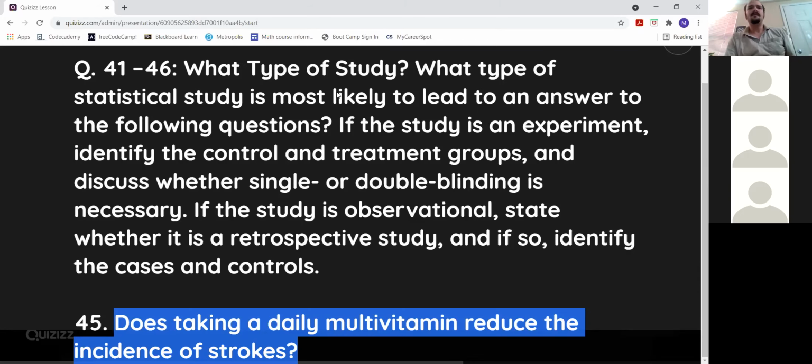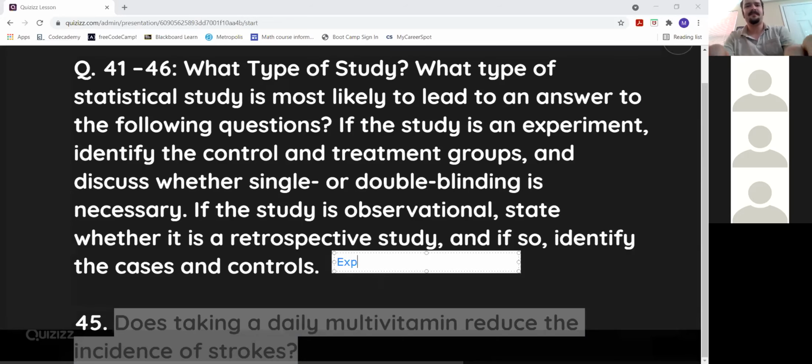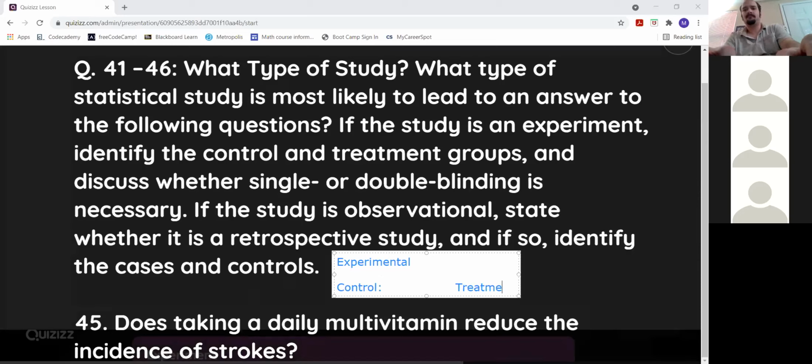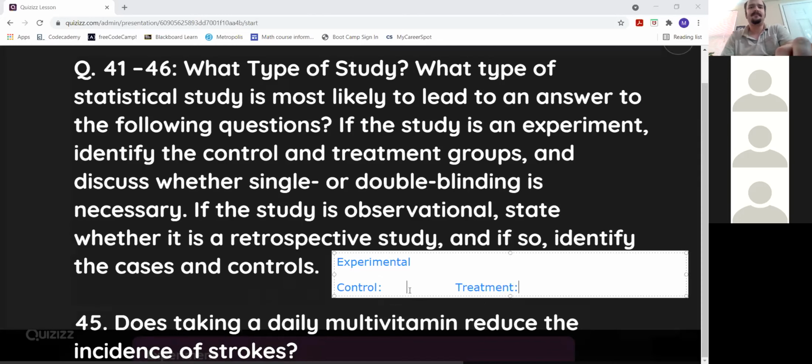An experiment? Yeah, you could do this with an experiment. It's fine to, you know, probably prescribe people daily multivitamins. We're definitely going to do it experimental. So we're going to do it experimental. We need our control and treatment. So what would our control group be? What would our treatment group be? So what are you going to do with the control group? What are you going to do with the treatment group?